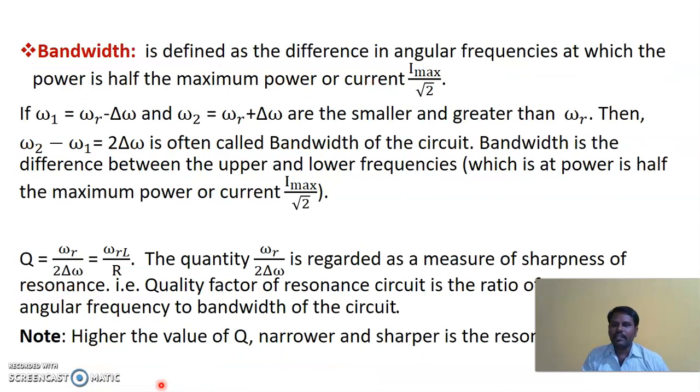The bandwidth, the difference between the upper frequency and lower frequency, is called bandwidth. The relationship between bandwidth and Q factor is given as Q is equal to omega r divided by 2 delta omega. The ratio of omega r to 2 delta omega is the measure of sharpness of the resonance. Note that the higher the value of Q, the narrower and sharper is the resonance.